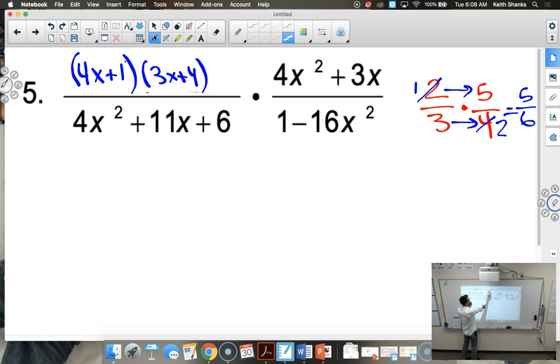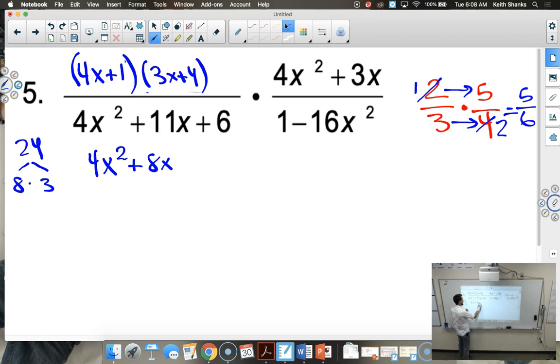So on the second part, I'm asking: 4 and 6 multiplied to 24. Are there any factors of 24 that add up to 11? Okay? Hopefully these come to mind pretty quick. 8 times 3 is 24, and 8 plus 3 is 11. So I have 4x squared plus 8x plus 3x plus 6.